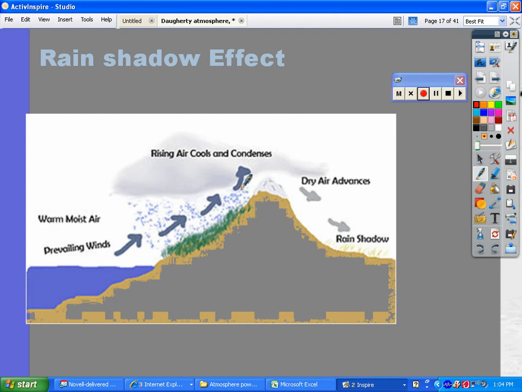So this is showing the windward side of the mountain, as I was saying. The mountain is going to cause the air masses to rise, and when it causes the air masses to rise, they're going to cool and they're going to condense. When they condense, they form clouds. When they form clouds, they're going to rain. So you get a lot of rain, a lot of weather stuff happening on the windward side of a mountain.